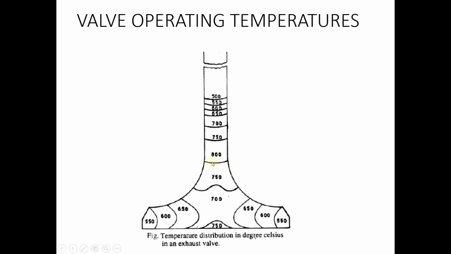Due to this, you can see the highest temperature being developed in the region where the valve stem meets the valve head, this conical section. This is the area where failure frequently occurs. So if the valve breaks, it will break around this area.